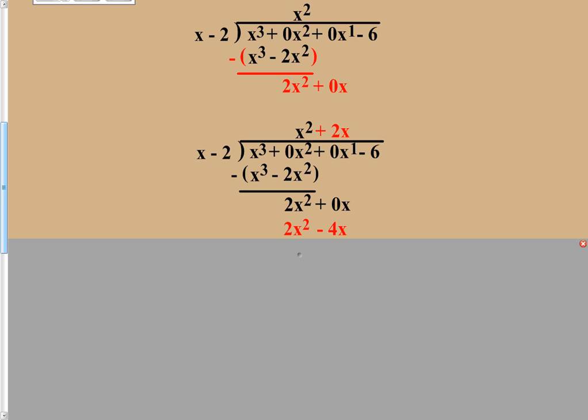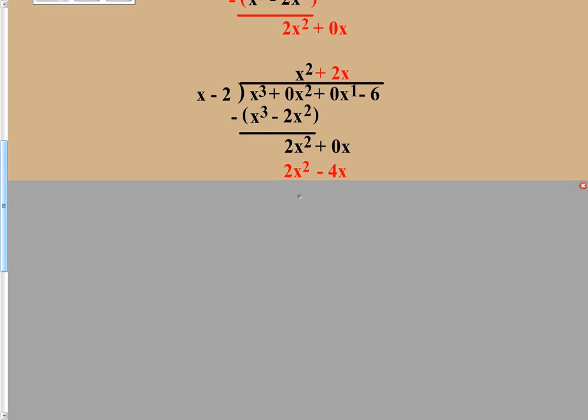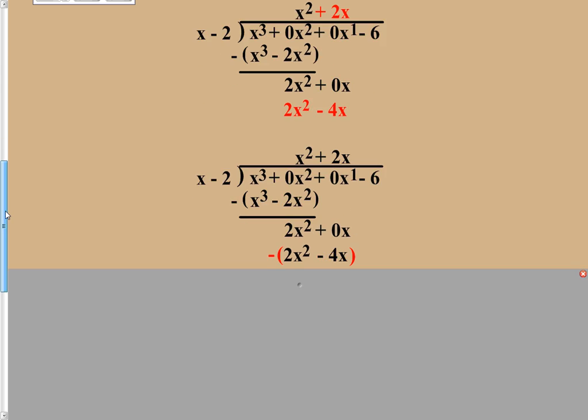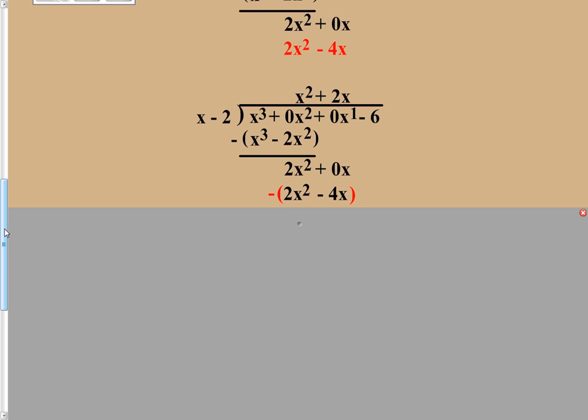The left-hand terms match. That's what we want because here in a moment we are going to subtract them from each other, and we want them to zero out. So 2x squared minus 2x squared is going to be 0x squared. That's going to be gone. That's good. And on the second term, 0x minus negative 4x. Double negative is positive, so it'll be positive 4x. We've got one more term to bring down. It's a negative 6, so we bring it down.